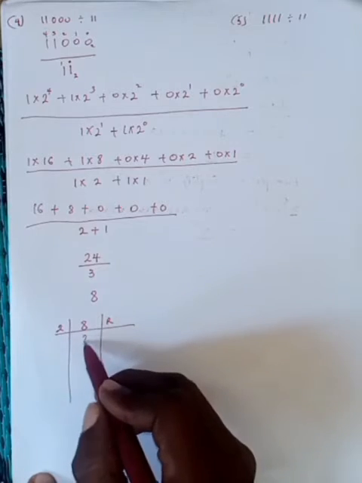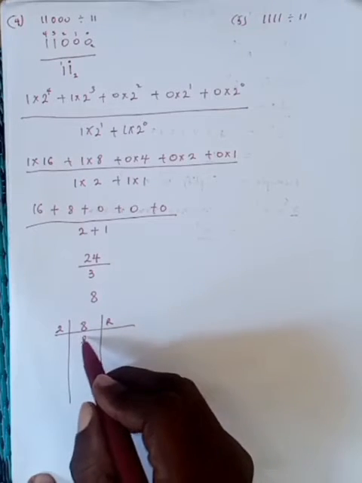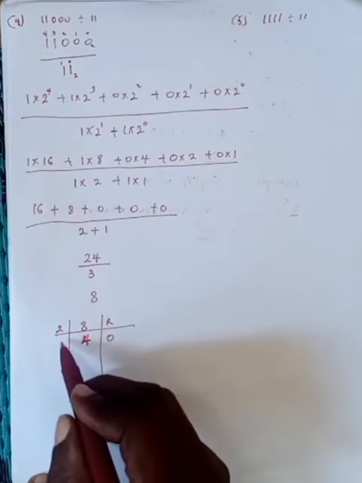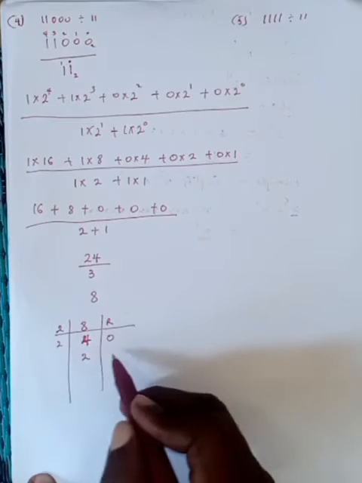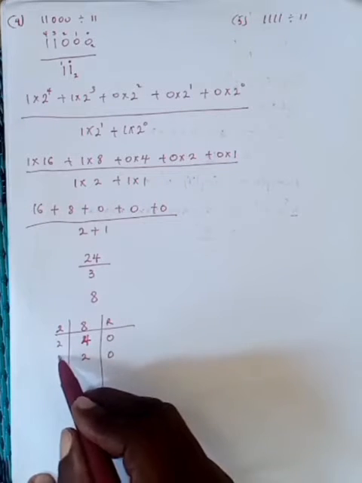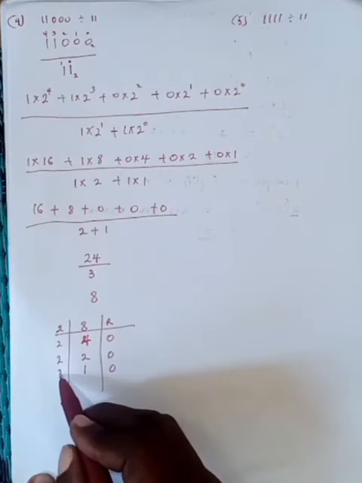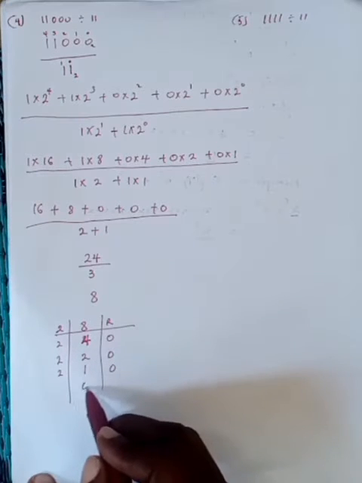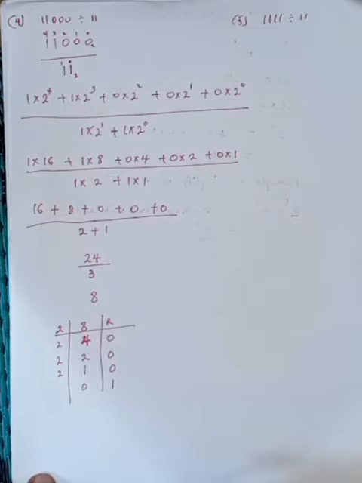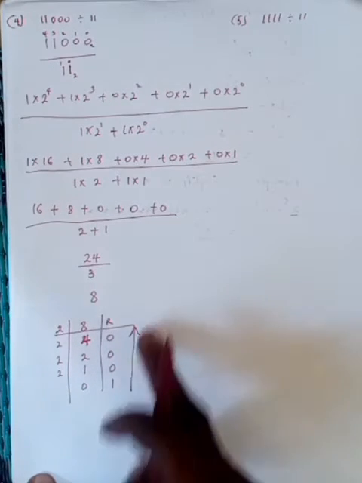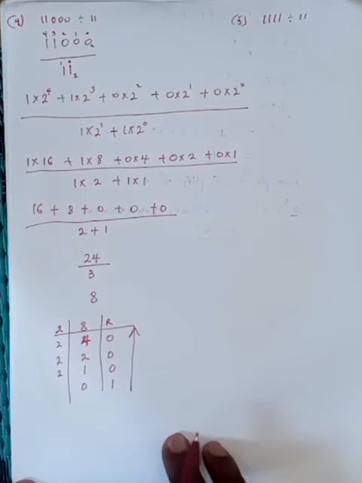2 in 4 here gives 2, 2 in 8 here rather gives 4, with the remainder of what? 0. 2 in 4 here gives 2 with the remainder of 0. 2 in 2 here gives 1 with the remainder of 0. And 2 in 1 here is 0. That one leaves the remainder of what? 1. And we're going to state our answer in up-down pattern.